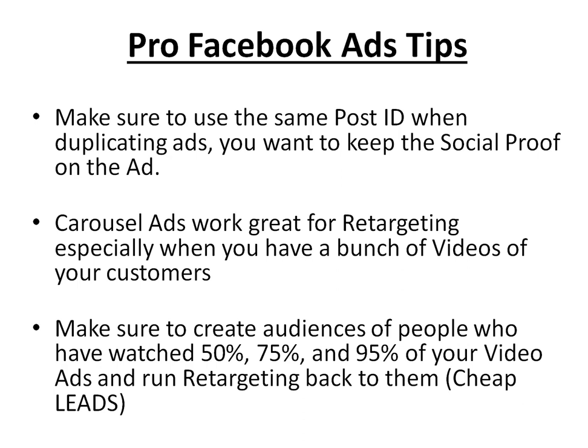And then finally, make sure to create audiences of people who have watched 50%, 75%, and 95% of your video ads, and then you could run retargeting back to them. So that's another big piece that video ads allow you to do. If somebody watches 50% of your video ad, but they don't opt in, you're able to essentially create an audience and go back and retarget them. And we get very, very cheap leads, very, very cheap registrations, sales, all of that.